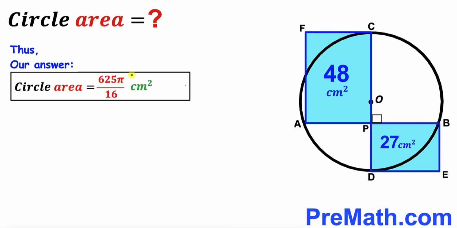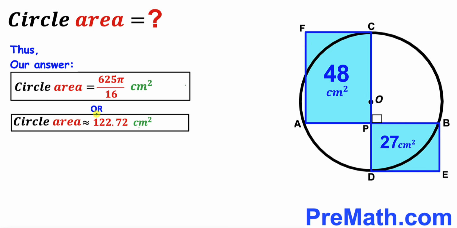So thus, after all the calculations and manipulations, the area of this circle turns out to be 625 pi divided by 16 centimeter square. And that's going to be approximately equal to 122.72 centimeters square as well. And that's our final answer.